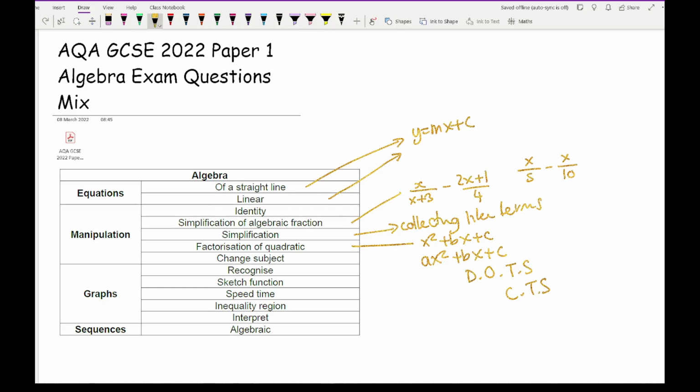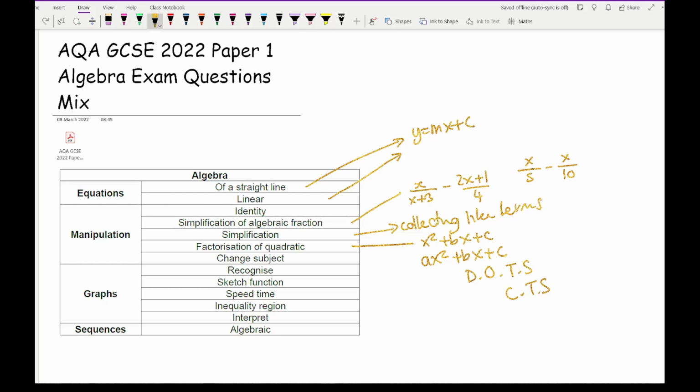Inequality regions are about sketching graphs. You want to be able to write inequalities from a graph, but also interpret inequalities and put them on a graph by shading the correct region, knowing when to use a dashed line and when to use a solid line, etc. Also, potentially looking at quadratic inequalities as well.